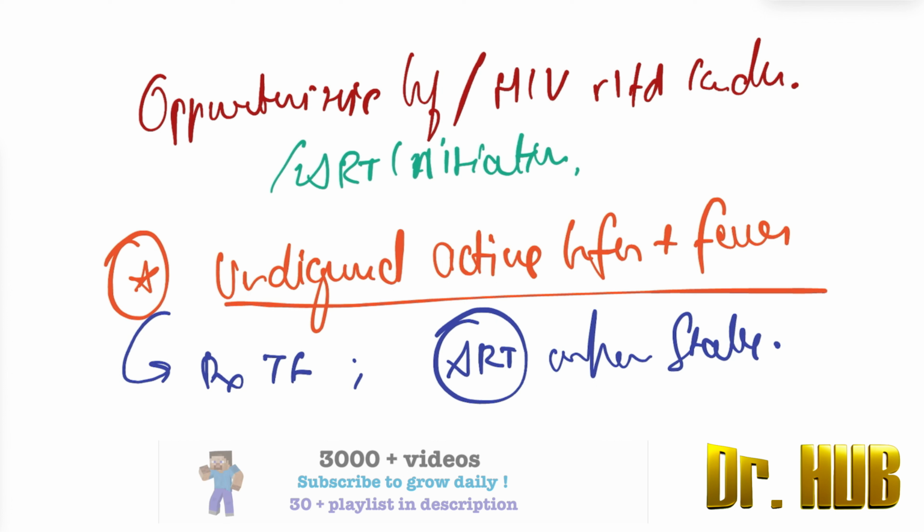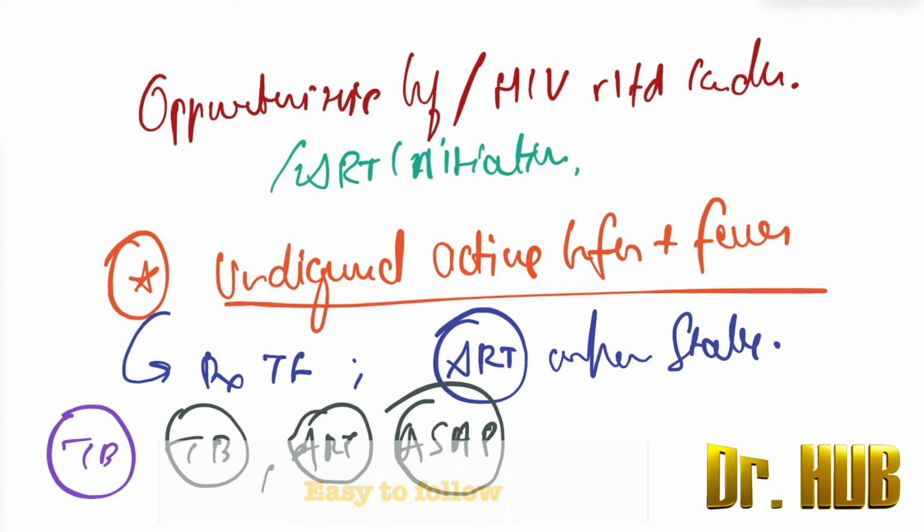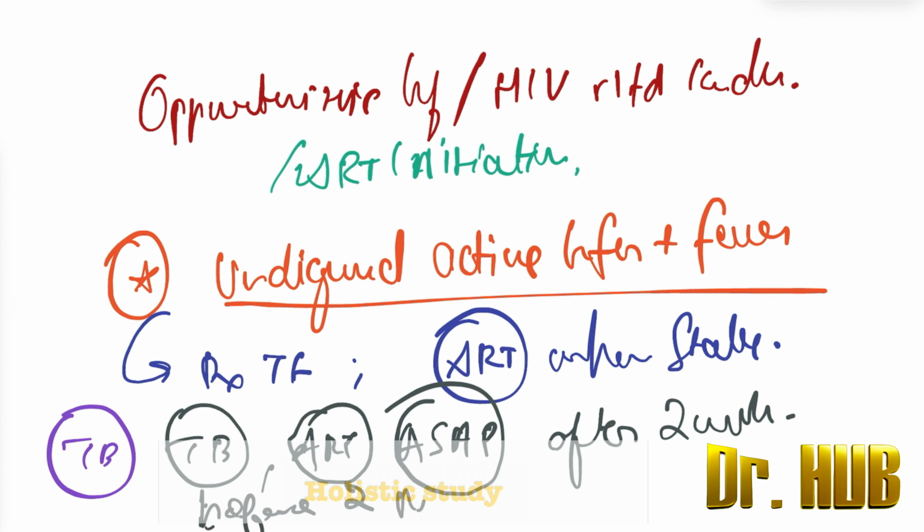Next we see in case of the patient with TB. TB stands for tuberculosis. So in case of tuberculosis, you start the TB treatment first and then you start the ART ASAP. ASAP stands for as soon as possible, and after 2 weeks and before 2 months. So start it immediately after 2 weeks, and before 2 months.